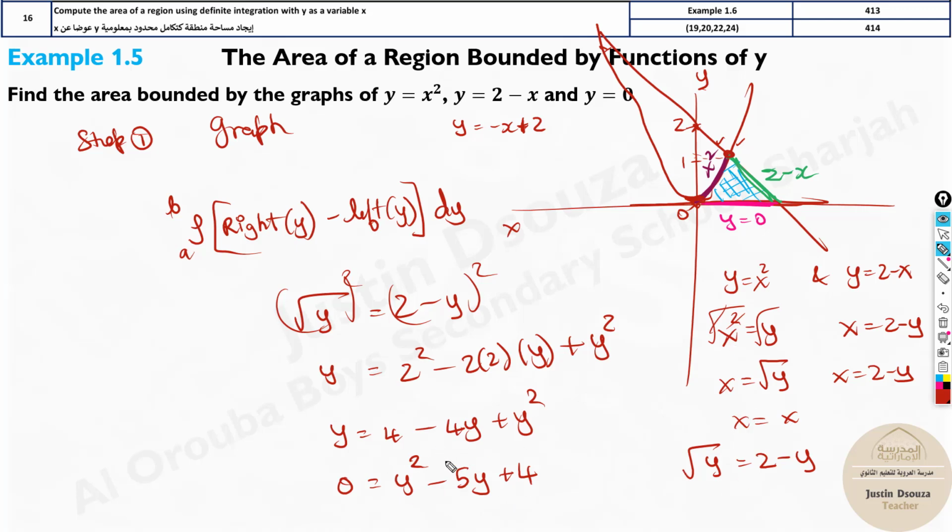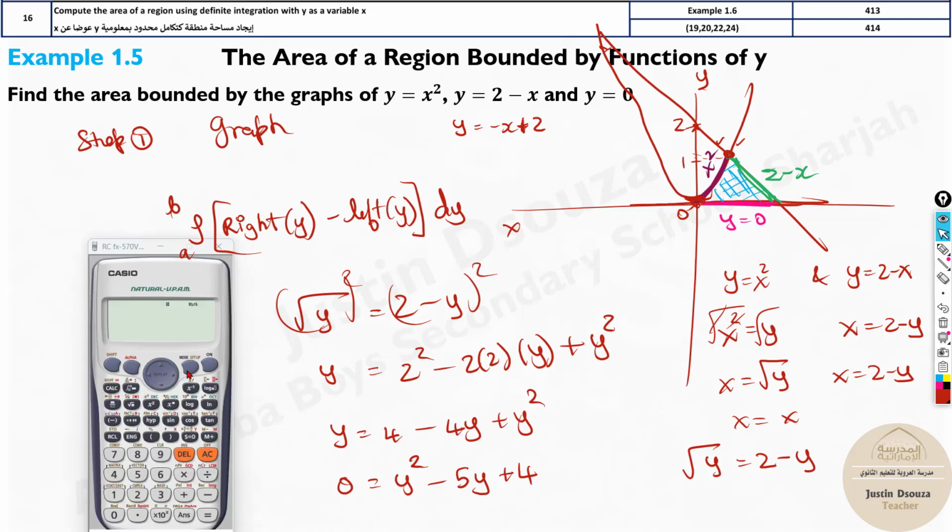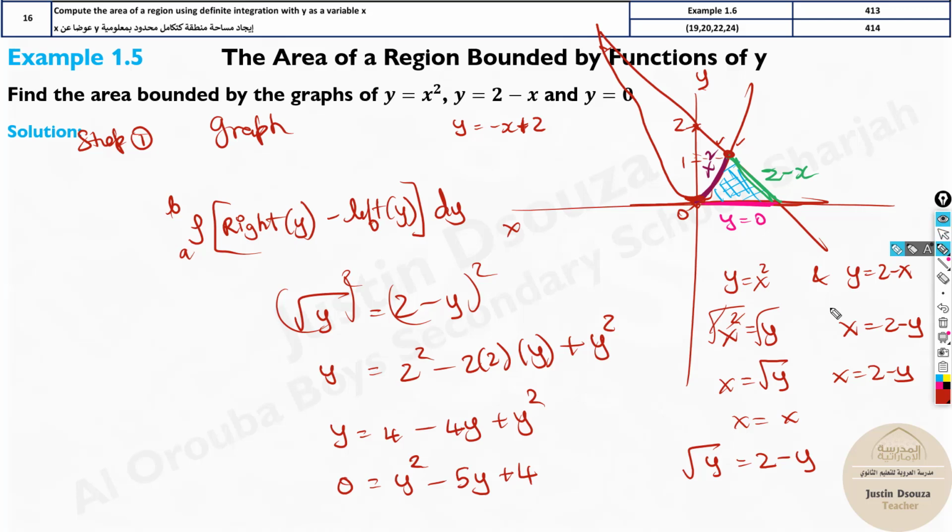And now when you put this in the calculator, I'll show you right now. Let's solve it up. It's mode 5 and quadratic is option 3. And now the coefficients are 1, minus 5 and 4. I'm going to get two values. One is 4, okay? And one more is 1. So I get y is equal to 4 and 1.